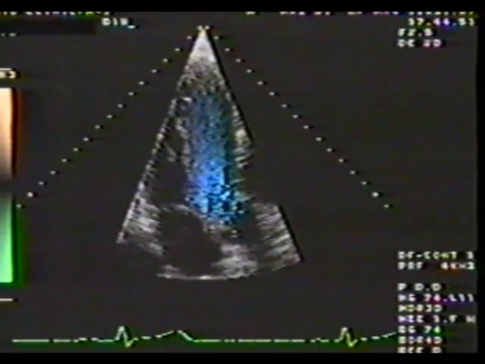Now, later in systole, as the velocity has decreased below the Nyquist limit, all signals in the outflow tract are in shades of blue.